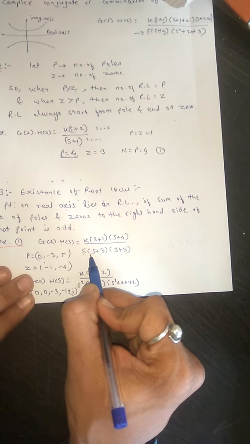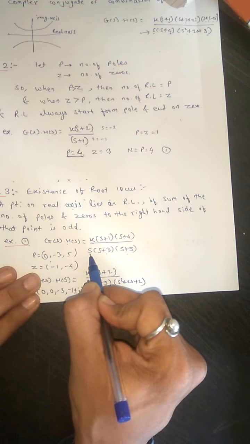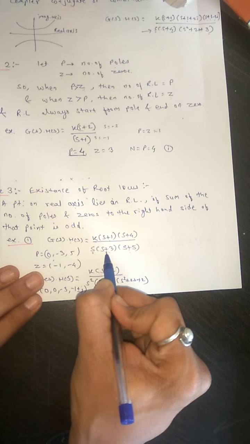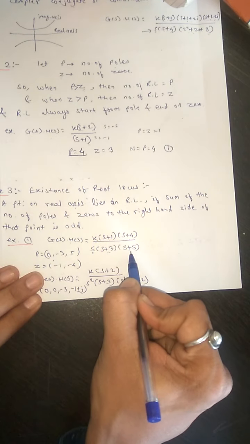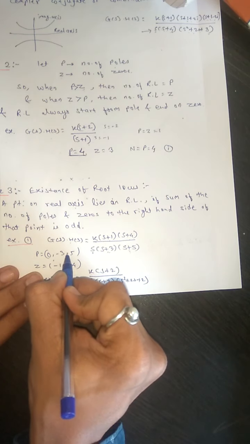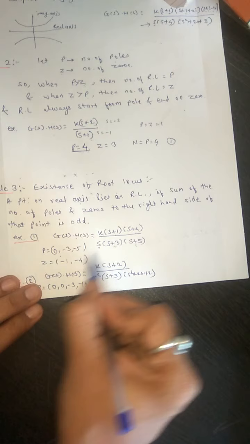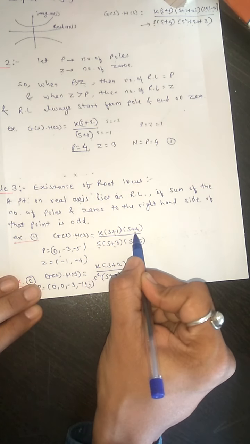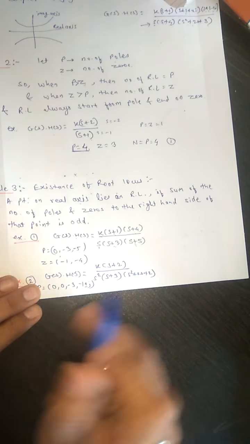So how many poles do we have? We have 3 poles, 1, 2 and 3. And what are the values? s equal to 0, s equal to minus 3 and s equal to minus 5. Then zeros, there are 2 zeros, s equal to minus 1 and s equal to minus 4. I have written them here.